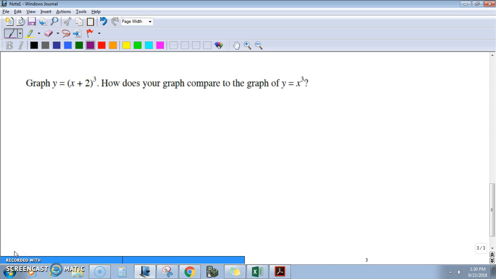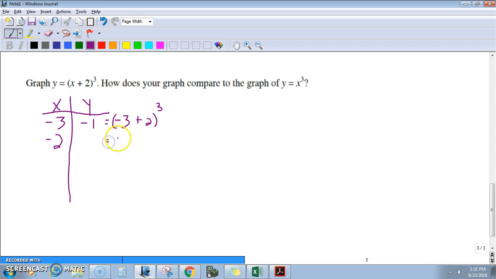All right, you guys, graph y equals (x plus 2) cubed. Let's just make a table, x, y. And let's just go, I don't know, negative 3 to 3. If I enter in a negative 3 value for x, what do I get? So negative 3 plus 2 is negative 1, cubed is negative 1.